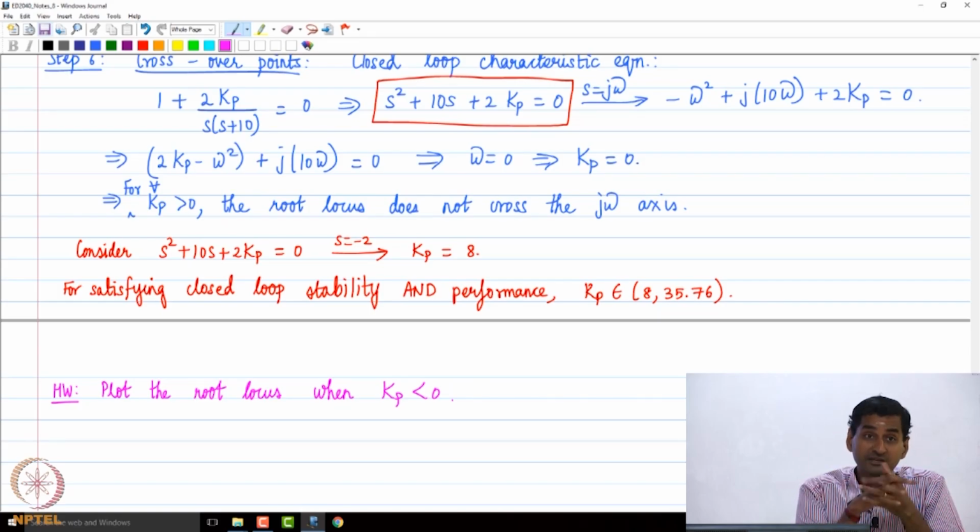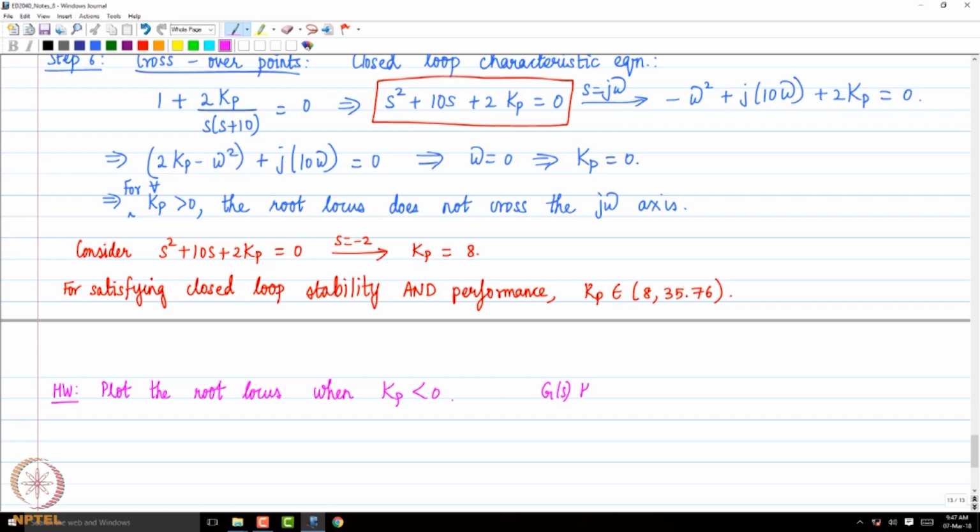So, that is what will happen when Kp is negative. But the reason I am asking you to do it is because many times people would want the root locus to be plotted for a parameter that is varied from minus infinity to plus infinity. Then you can't essentially plot it in one go. If you give me a transfer function like this and ask me to plot the root locus for Kp going from minus infinity to plus infinity, what was the open loop transfer function? It was 2 Kp divided by s times s plus 10, okay. Now you ask me to plot the root locus for all real values of Kp, right. So, I need to go from minus infinity to plus infinity.